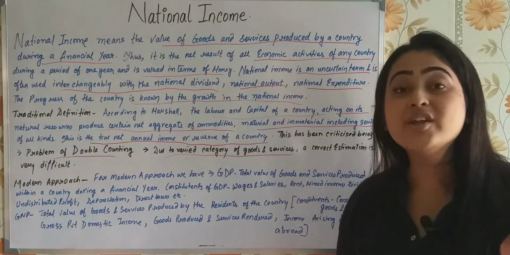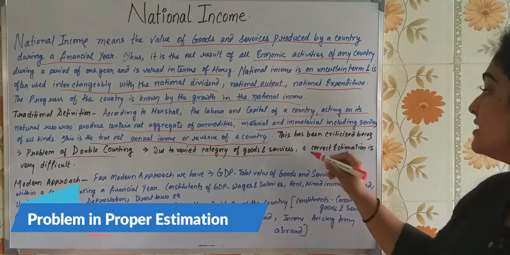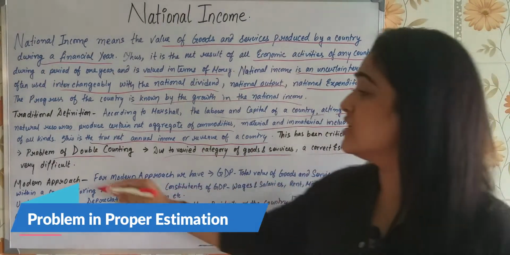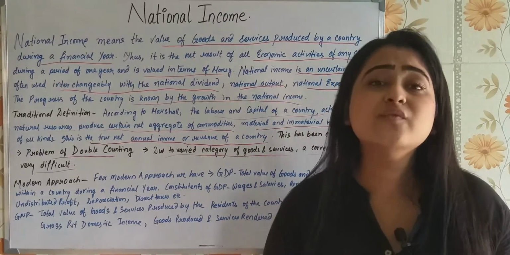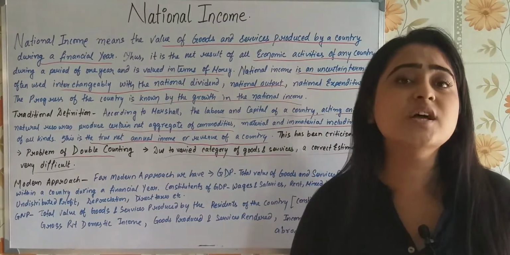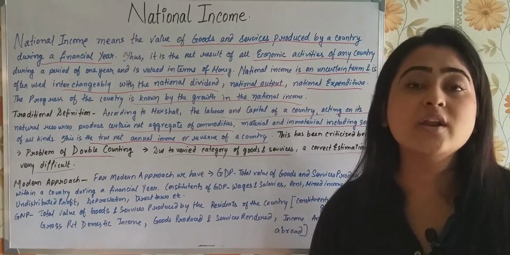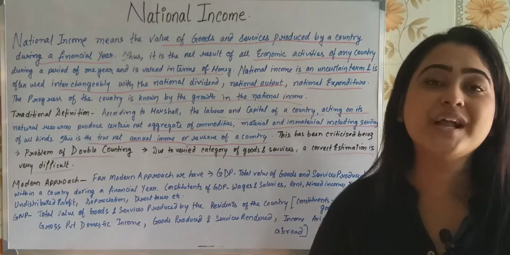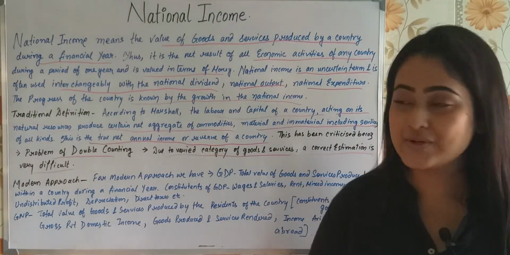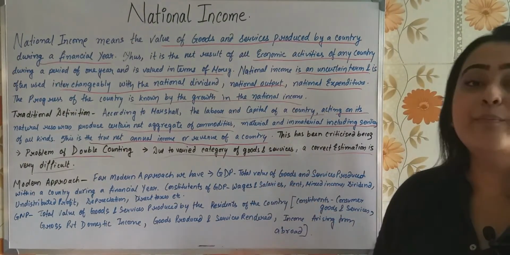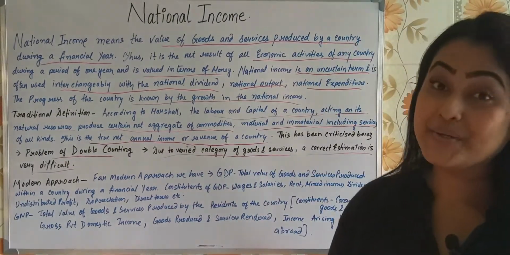Next we have another problem. Due to the varied categories of goods and services, a correct estimation is very difficult. There are varieties of goods and services, so it is very difficult to understand what the net value produced is, what the aggregate output that has been produced is. Got it? So these are the two important bases on which the traditional definition has been criticized.